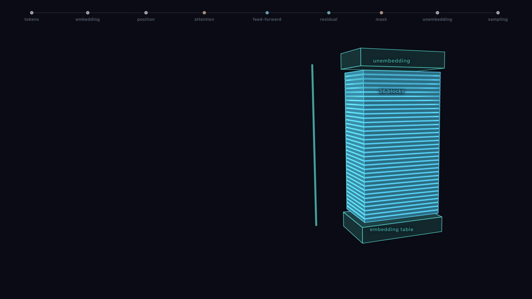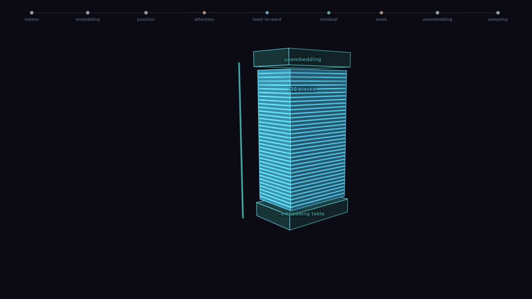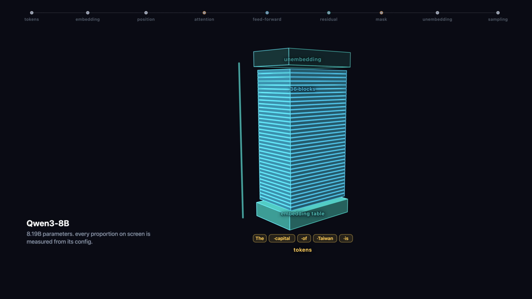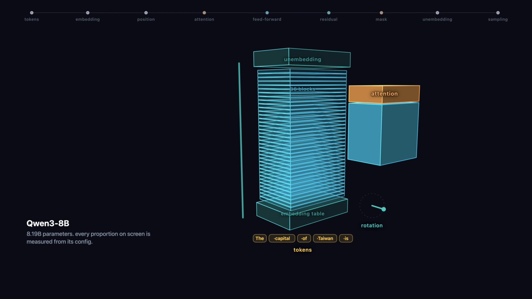Pull all the way back. Same shot we opened on. Tokens at the bottom, because it cannot read. A lookup table, because a number has to become a direction. A rotation, because nothing else knew about order. 36 identical blocks. Attention, which is the only place anything looks sideways and which pays for it in cache.